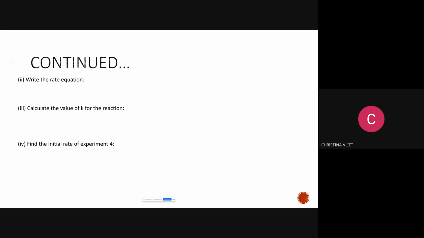Write the rate equation. So this would be rate equals K NO to the second, O2 to the first. It doesn't matter which of the reactants you write first or second, just that you have them right. Plug it in.